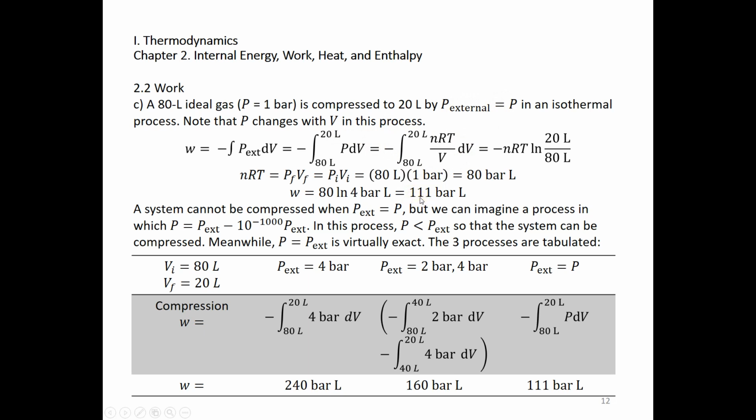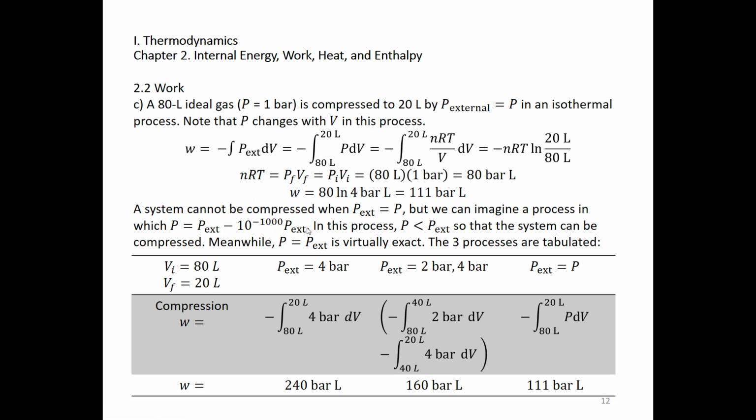Again, how can we compress the system if P external is equal to P? Well, you can just imagine P is slightly smaller than P external. For example, P is just P external minus a very small number times P external. This way we have P smaller than P external, so the system can be compressed. At the same time, we can say P is equal to P external because this term, 10 to the power of negative 1,000, is negligible.